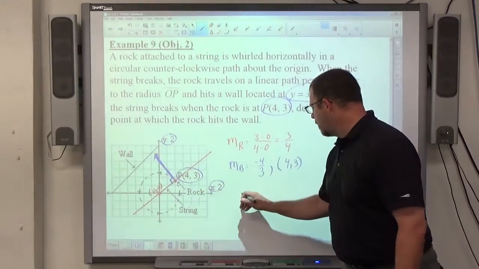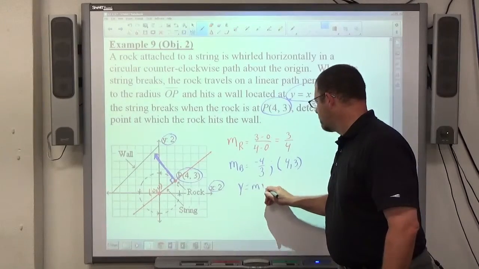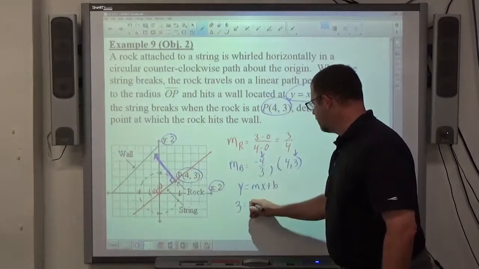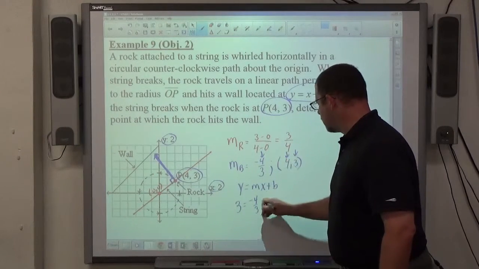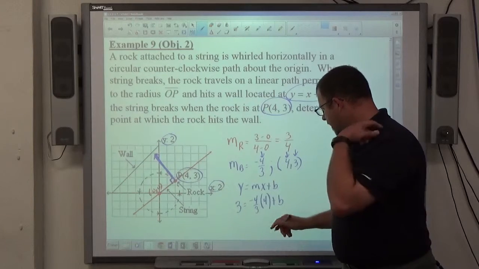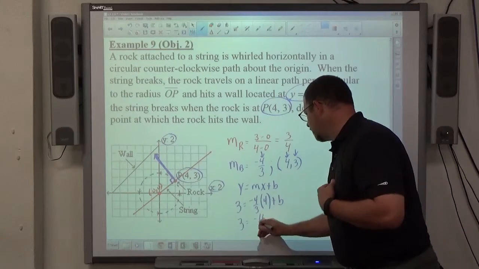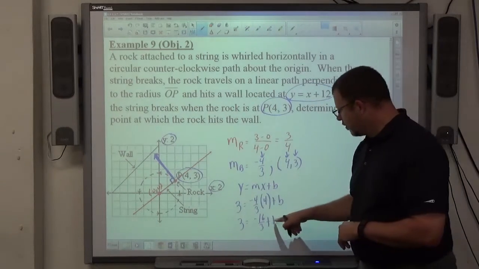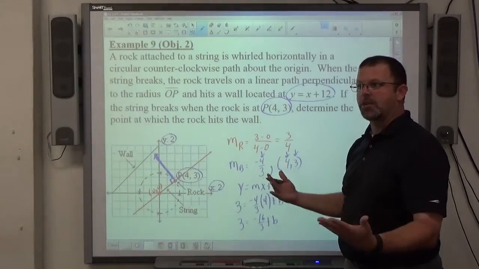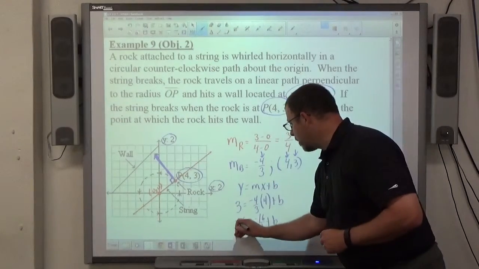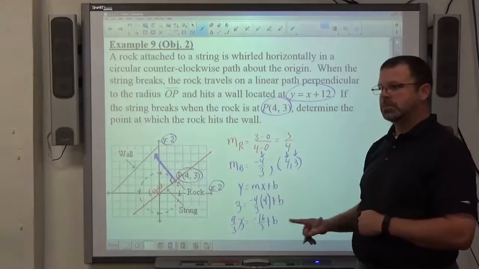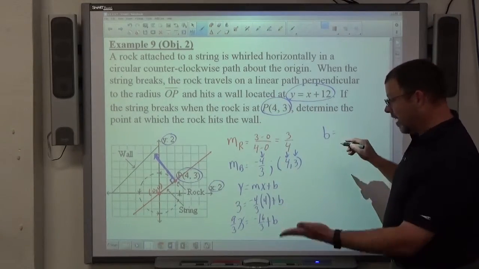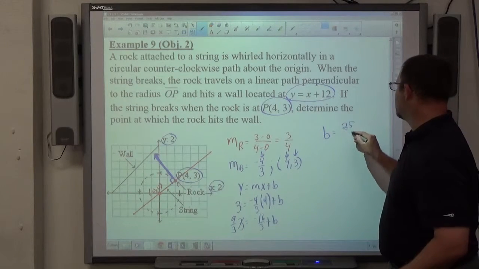So if I go to y equals mx plus b, using this y, which is 3, this m, which is negative 4/3, times this x, which is 4, plus b. That gets me 3 equals negative 16 thirds plus b. Trying to solve for b, I need to move the 16 thirds over. To add or subtract fractions, I need a common denominator. So I would probably change that into 9 thirds. I move the 16 thirds to the other side, I end up with b equals 9 thirds plus 16 thirds, which would be 25 thirds.